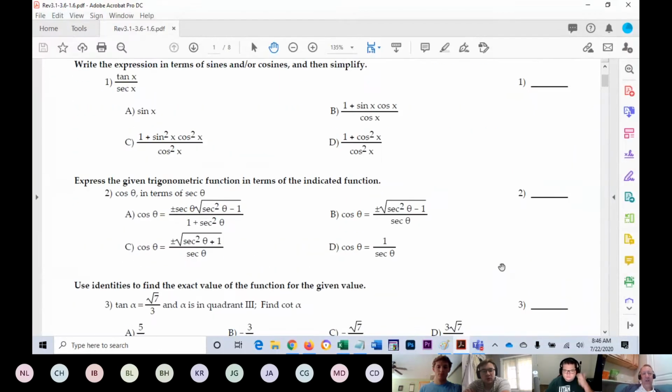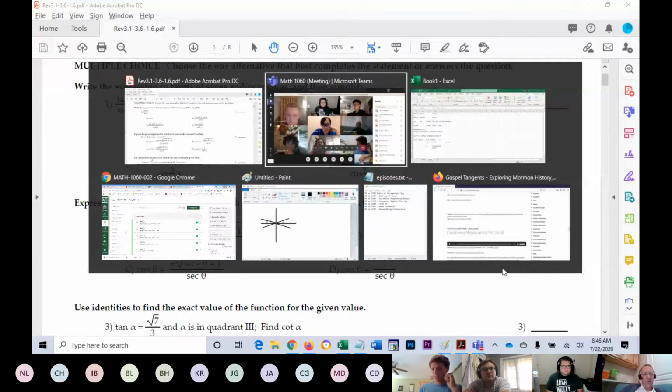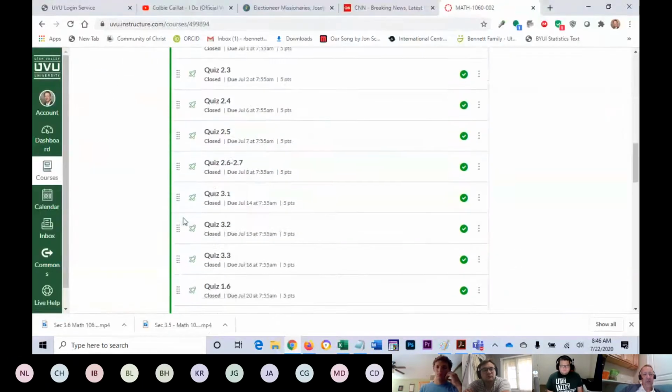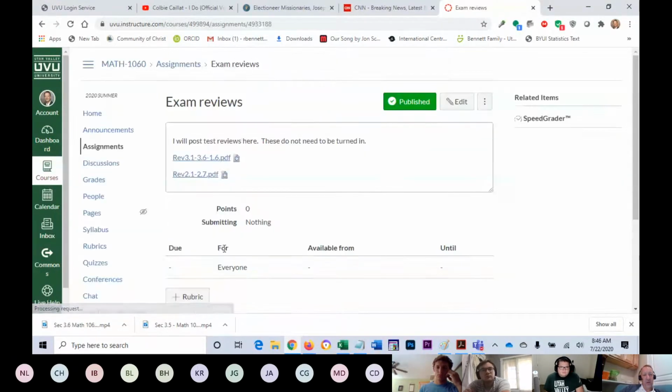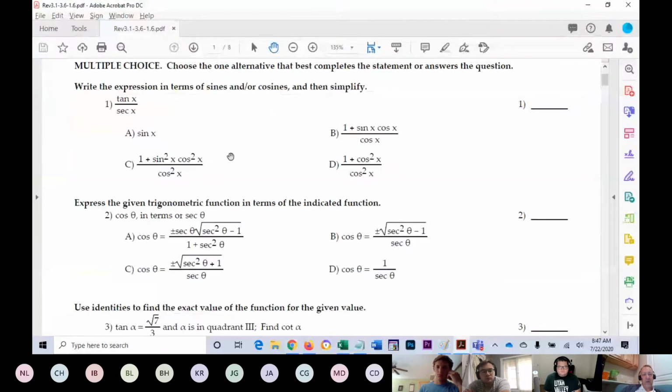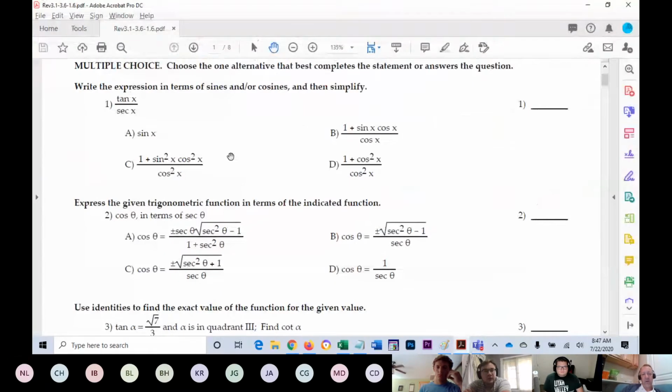And it was all multiple choice. I probably won't do very much multiple choice on the exam, but maybe I should show you where I found that. If you go to Math 1060 assignments, you go down here to exam reviews, and then I've got the new exam review there. So 3.1 to 3.6. Don't forget 1.6 because we did that one as well. So does anybody have any questions from the review that we'd like to go over, or do you want me to just pick some random problems and see if you can do them?